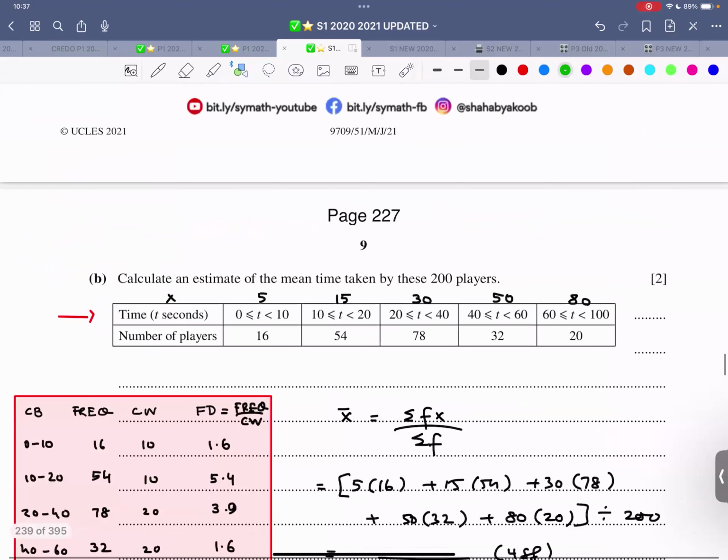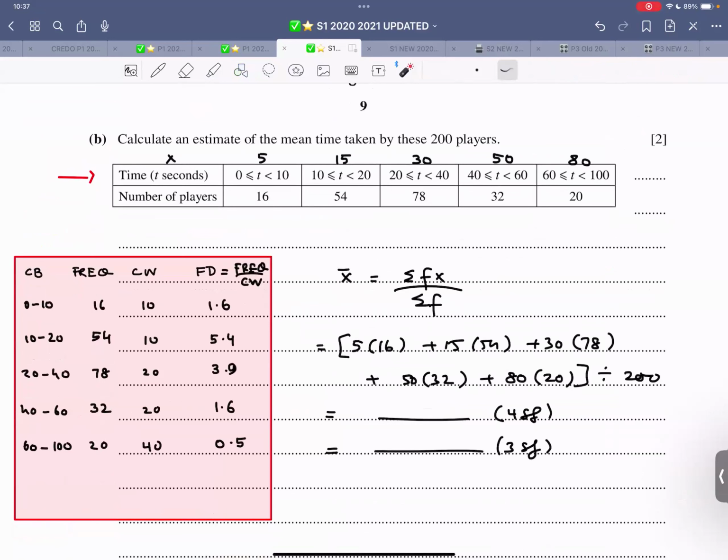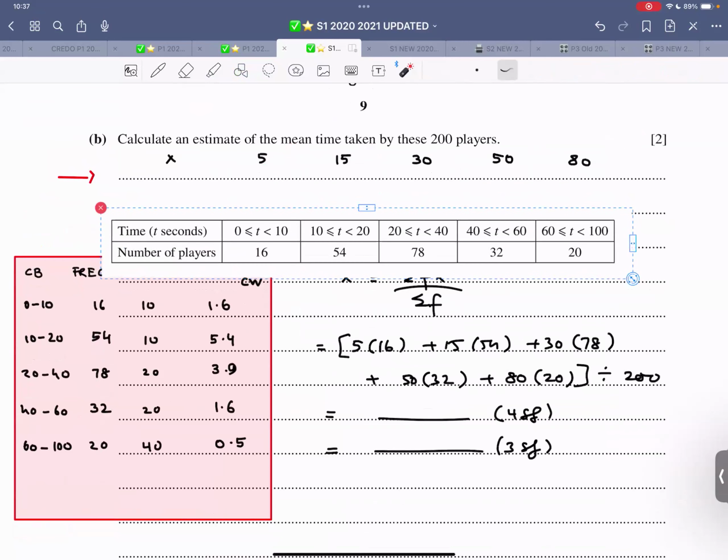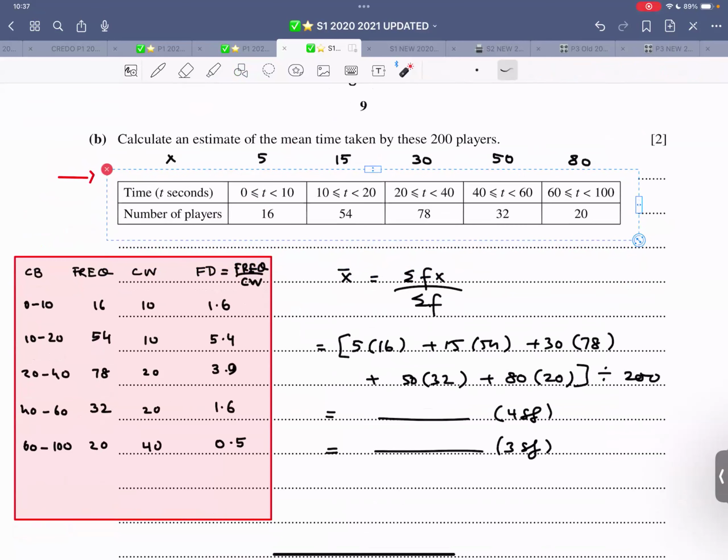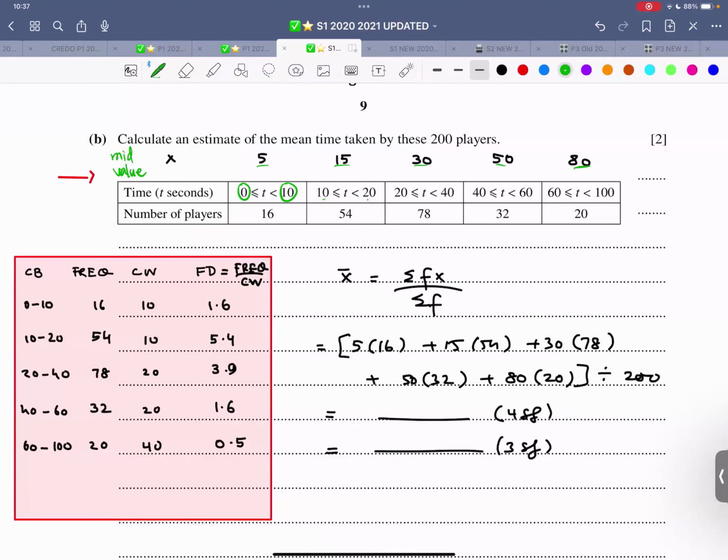All good, all clear? Now it says calculate an estimate of the mean time taken by these 200 players. Now this thing, I have basically copied from there. So we have the mid value that we need. Let me write over here the mid value x, the mid value of the class boundary. 0 and 10, the mid value is 5. 10 and 20, mid value is 15, and then 30, and then 50, and then 80. And this is the frequency, that is 16, 54, 78, 32, 20.